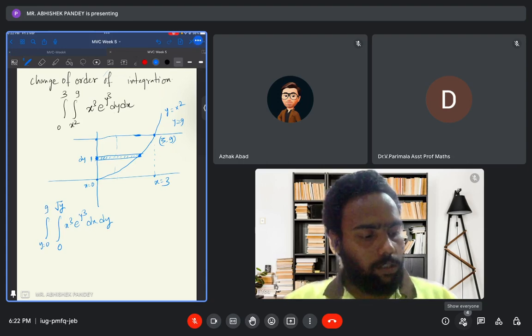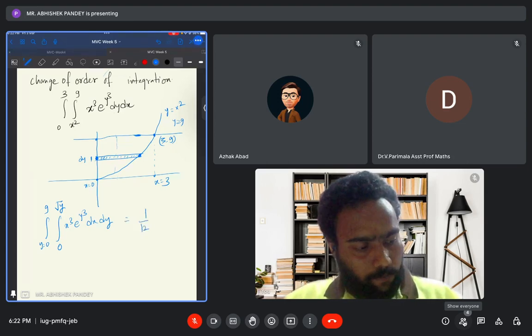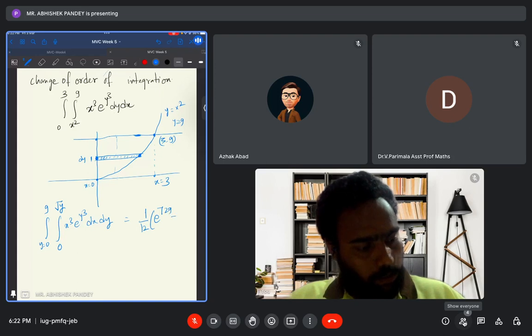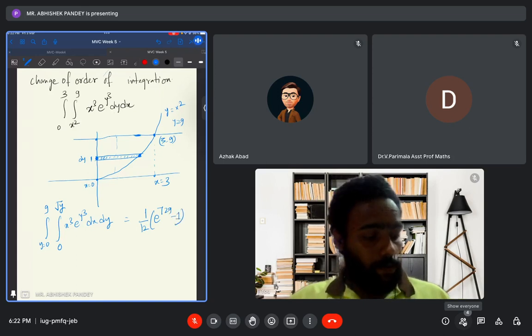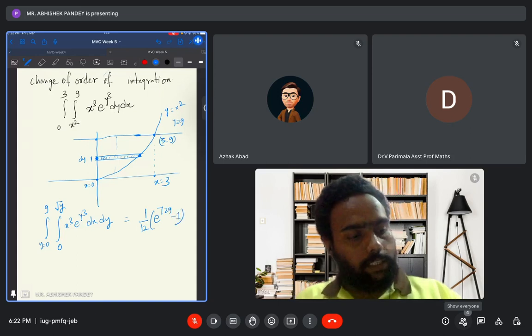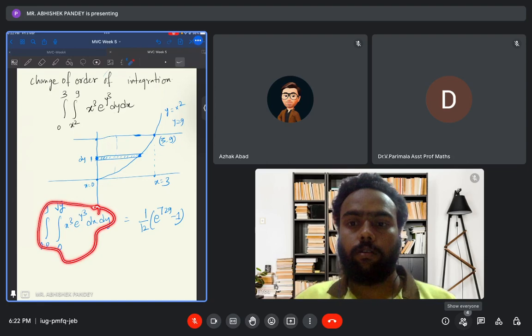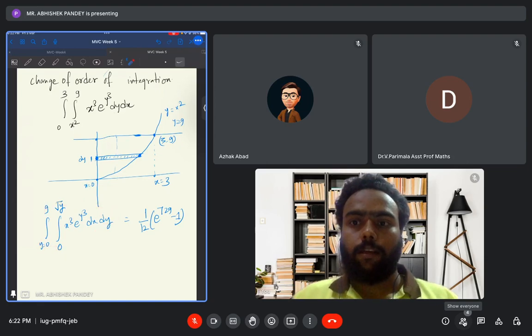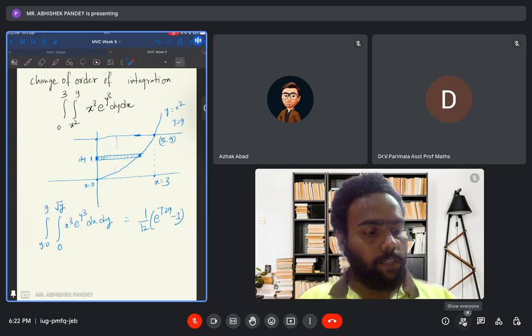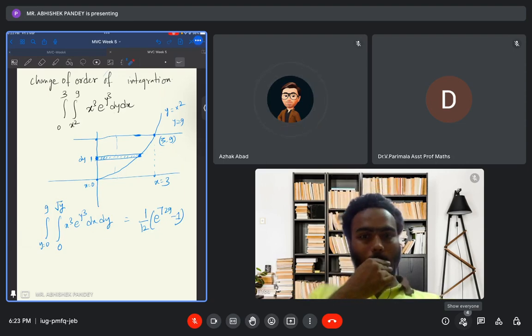Now this is quite easy to solve. So the answer will be 1 by 12 times e to the power 729 minus 1. This I have already solved. So integrating this thing is quite easy now, isn't it? So now, is it clear how to change the order of the integration? Yes, sir. Right.